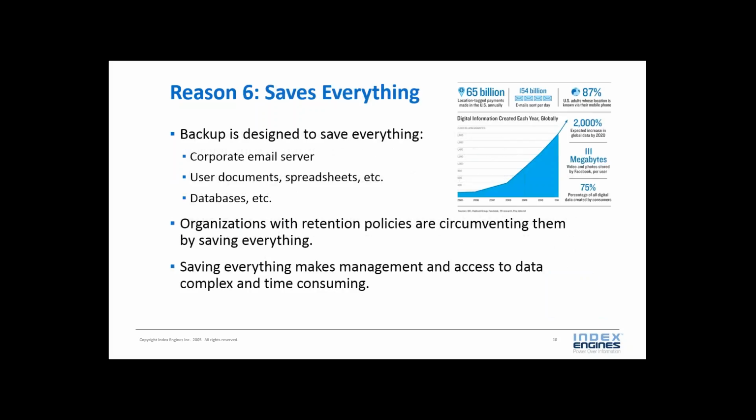Reason number 6 is saves everything. Backup saves absolutely everything, every copy of every file, of every email. So if you have a PowerPoint or an Excel spreadsheet that was shared with 50 users on the network and they save it on their desktop, there are 50 copies that exist, and backup will have all 50 copies of those things. So backup's designed to save everything. A lot of the glut that we're seeing in unstructured user data out there is because IT organizations are copying it over and over and over again, in backup and archiving and primary data and so on. So it's designed to save everything: all your email data, all your user documents, databases, and so on.